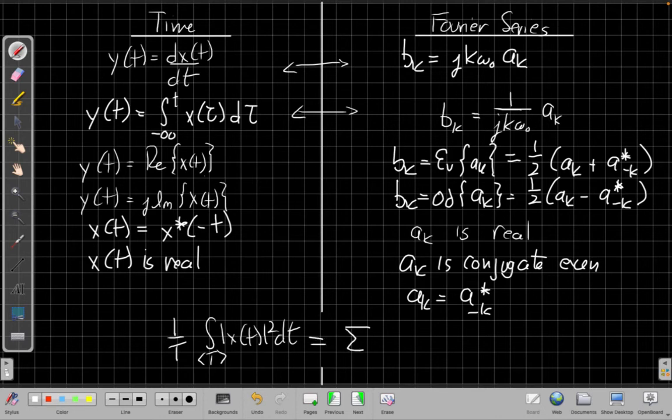the sum of the squares of all the Fourier coefficients. So this is the one place where I actually have an equality between the time domain signal and the Fourier series, through Parseval's theorem.